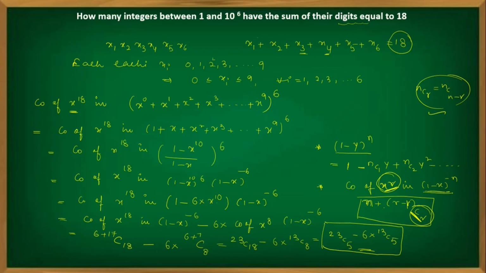How many integers between 1 and 10 to the power of 6 have the sum of their digits equal to 18? The answer is 23 C5 minus 6 into 13 C5.